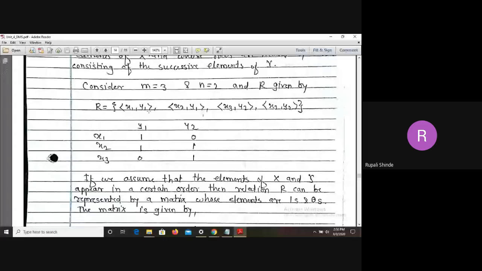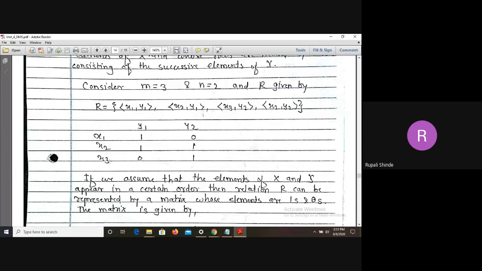So first of all, check how many unique rows or unique elements there will be, taking the first element of each order pair. If we check the first element of each order pair, we get x1, x2, x3, again x2. So only 3 unique elements are there: x1, x2 and x3. That's why we are going to consider all those first elements as rows. So there will be 3 rows: x1, x2 and x3.